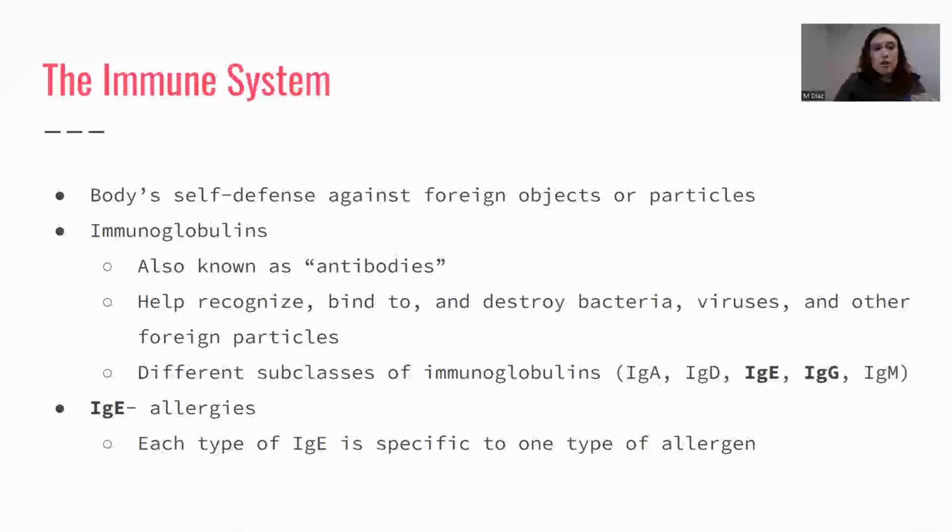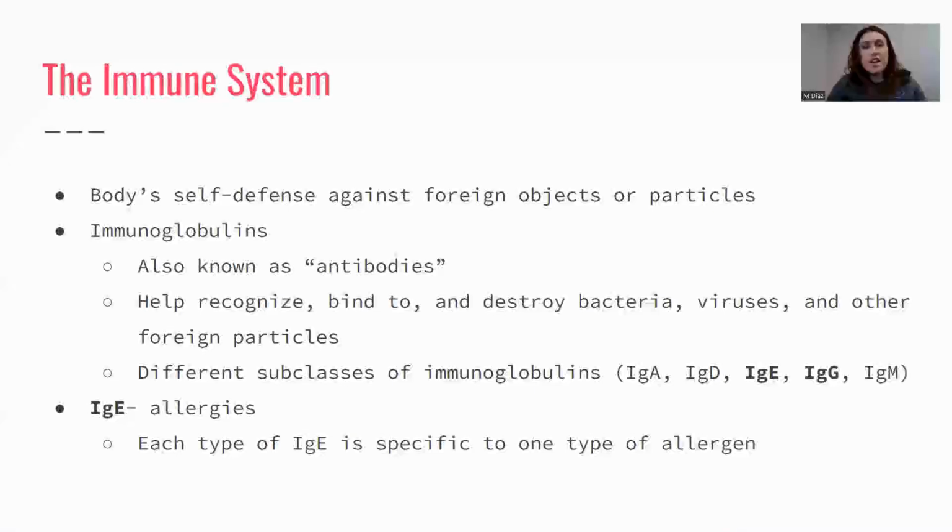It has what is called immunoglobulins. These are also known as antibodies. These are to help recognize, bind to, and destroy any kinds of viruses, bacteria, or any other foreign particles that may enter our body. The immunoglobulins have 5 different subclasses. These include IgA, IgD, IgE, IgG, and IgM. Today, we will mainly be focusing on IgEs as those are specific to allergies. However, we will briefly touch on IgG at the end.